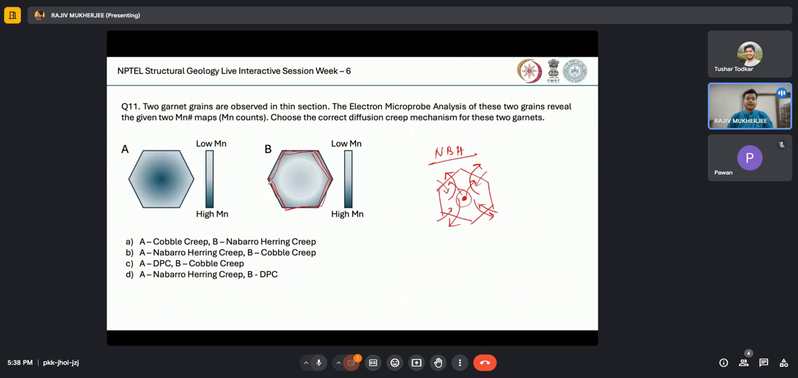So that's Coble creep, right? So option B will be the correct answer, because for A we see never varying creep, and we see Coble creep in this manner.